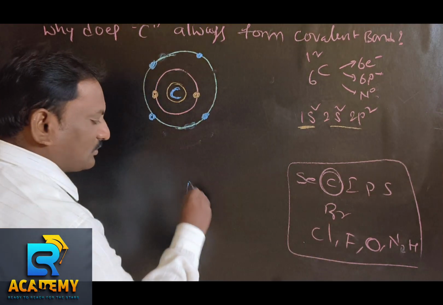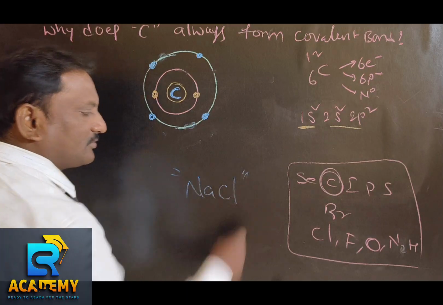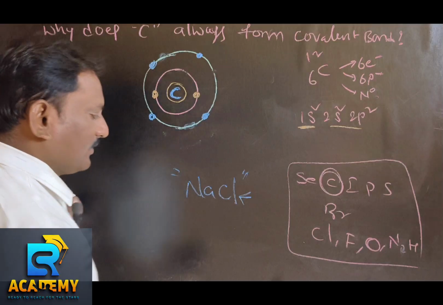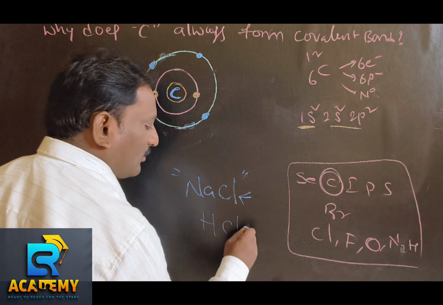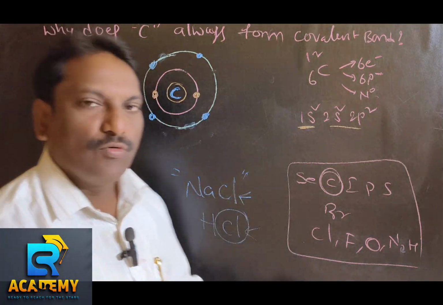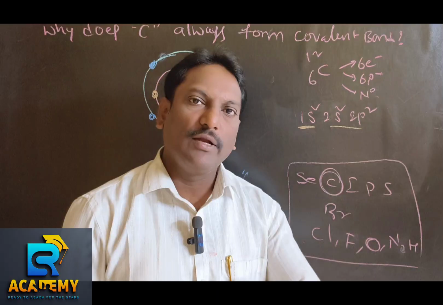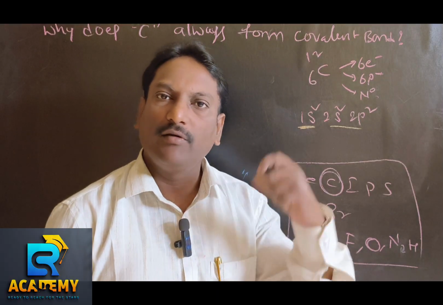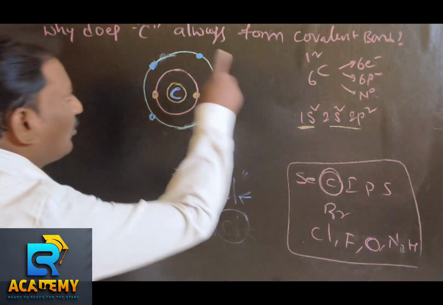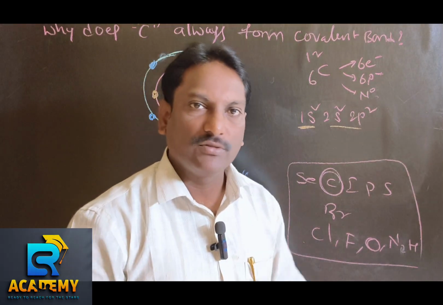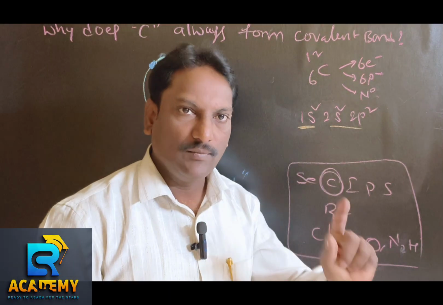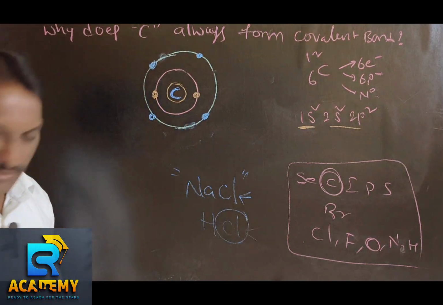Now listen to me here. Chlorine combined with sodium gives sodium chloride, which is an ionic bond. Here chlorine is involved in an ionic bond, and chlorine reacting with hydrogen gives HCl. Here chlorine is involved in the formation of a covalent bond. That means most non-metals have a tendency to form covalent bonds with other non-metals and ionic bonds with metals. But carbon always gives only covalent bonds. This is a very important question: why does carbon always form covalent bonds? So let us find out the answer to the given question.